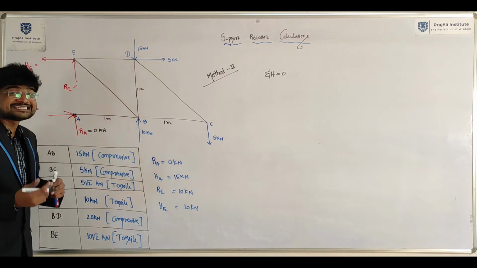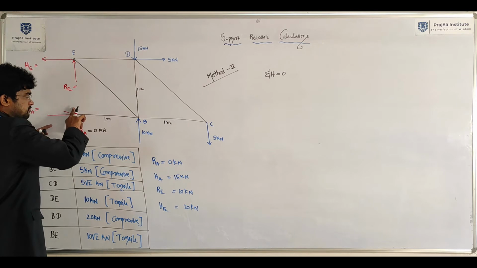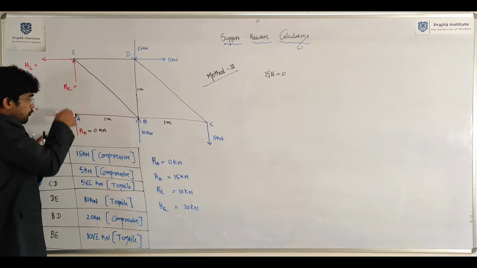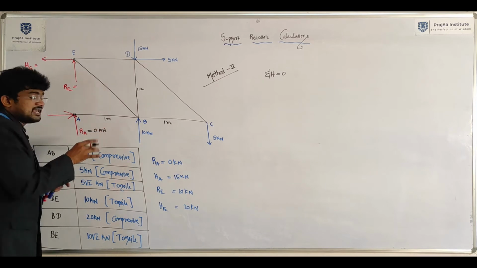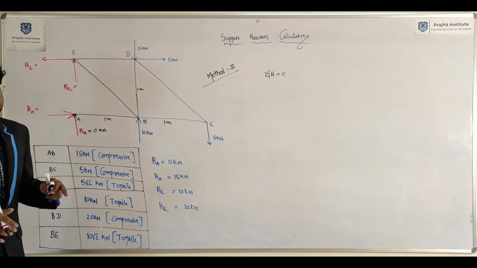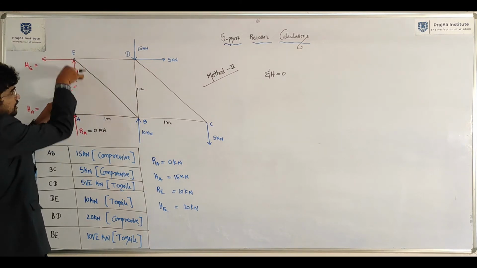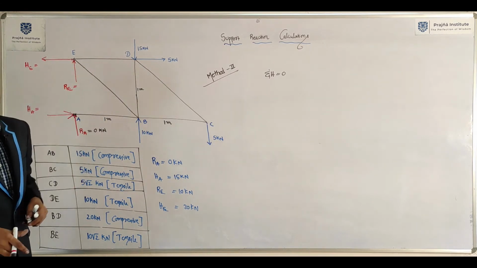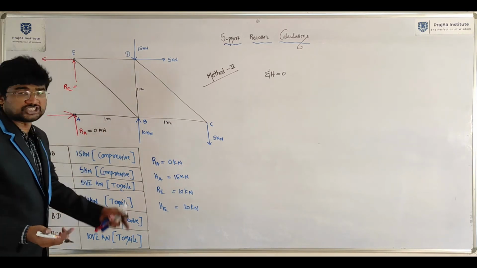Among these two, one will be 0. Now how can you decide? Just common sense. Sigma H equal to 0, sigma V equal to 0. There is no force vertically, only one force. That means RA will definitely become equal to 0. RE is not equal to 0. Why? Because once you resolve it, you will get one component in the vertical direction, but here you won't get it. That is why RA equal to 0.